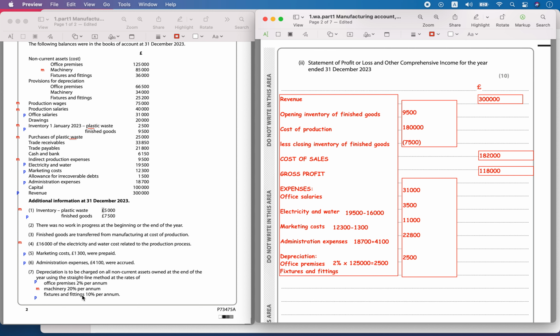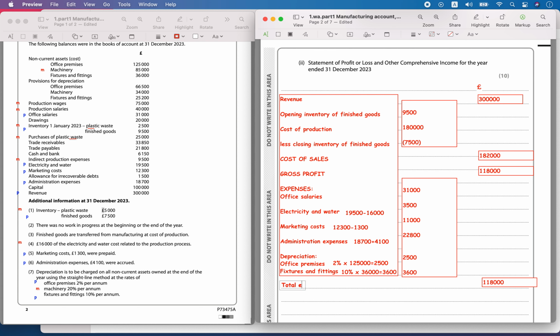And then you have fixtures and fittings. It is going to be 10% per annum, again straight line method. So 10% of the cost of 36,000 is going to be around 3,600. So let's write that also. It is 3,600. Now let's add up all these costs.